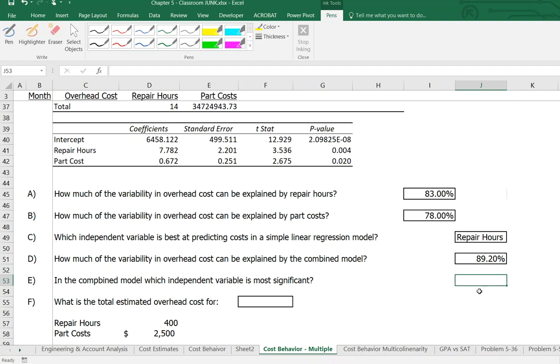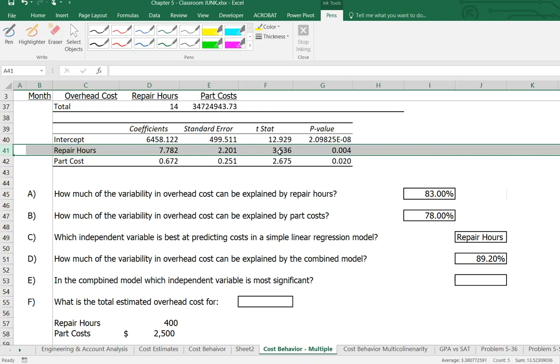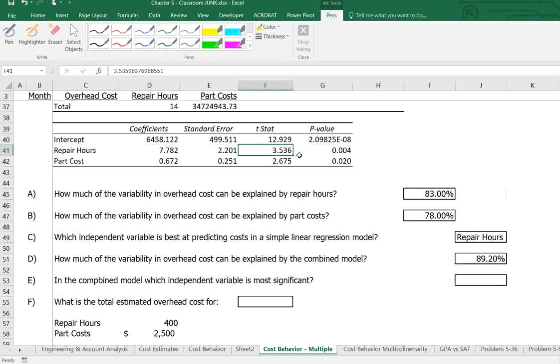In the combined model, which independent variable is most significant? And again, we had 2 independent variables, repair hours and part cost. We would say the most significant one is repair hours because it has the higher t-stat, or alternatively, meaning the same thing, the lowest p-value. So it's repair hours.